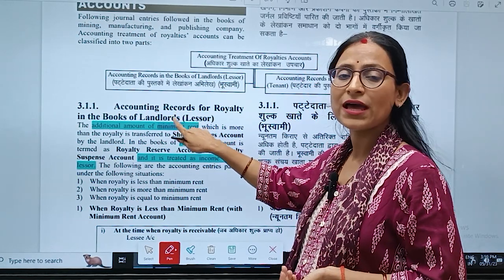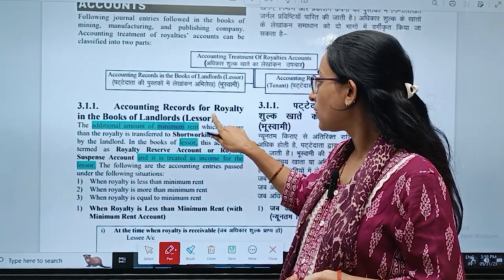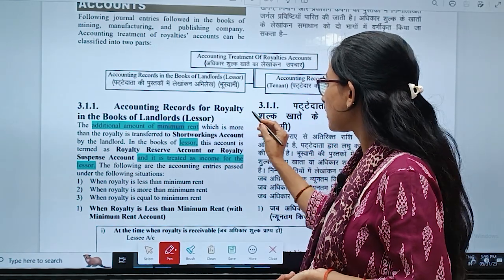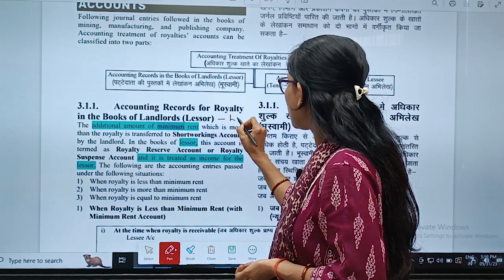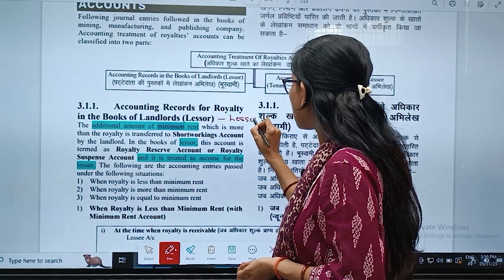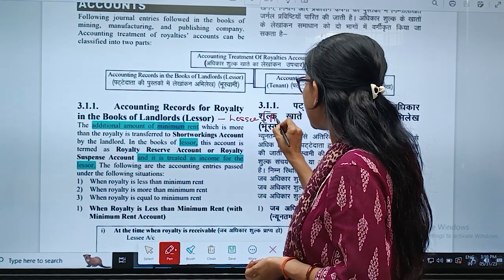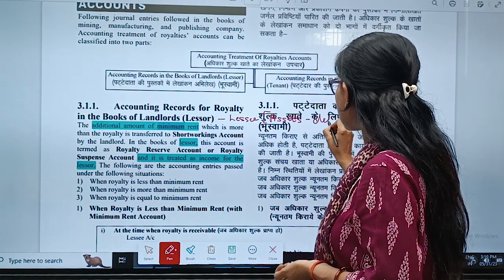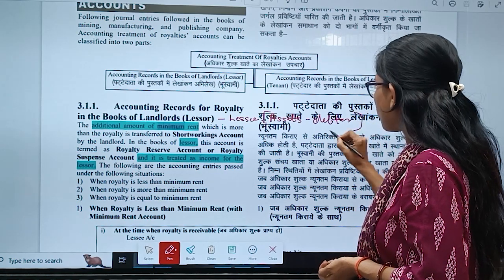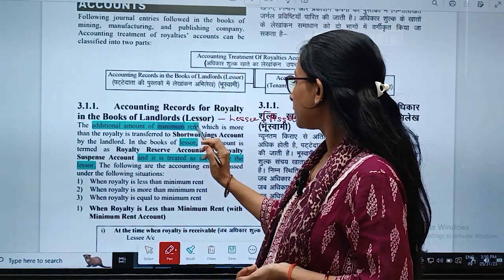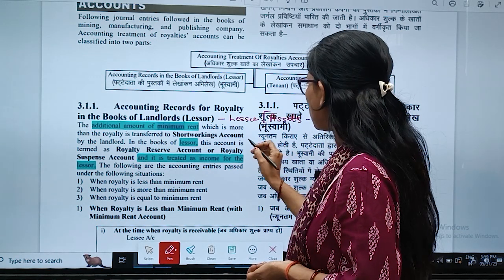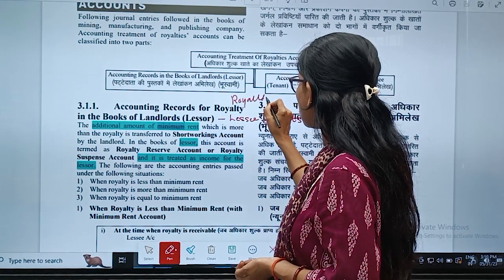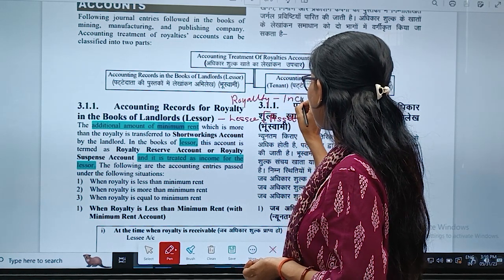Landlord is a person who has the asset. We can call him a lessor. For landlord, lessee is an asset. He treats them as a debtor. And royalty received is income for the landlord.